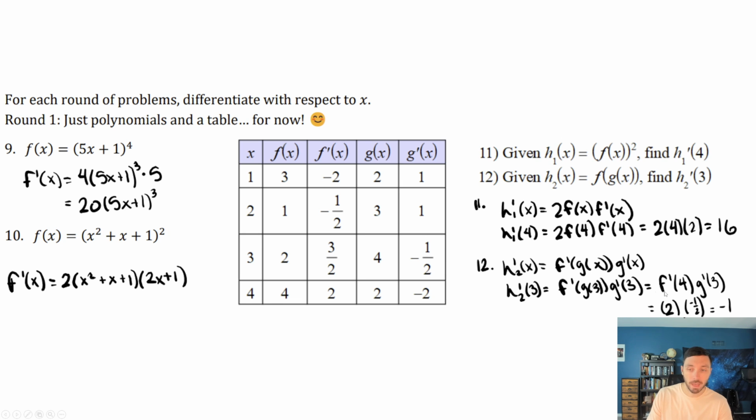So I'm doing f prime of 4 times this negative 1/2, so that'd be 2 times negative half, which is negative 1. So that's using the chain rule via a table. So the definition does not change. It's actually just even more explicit or direct use of the definition if you think about it.